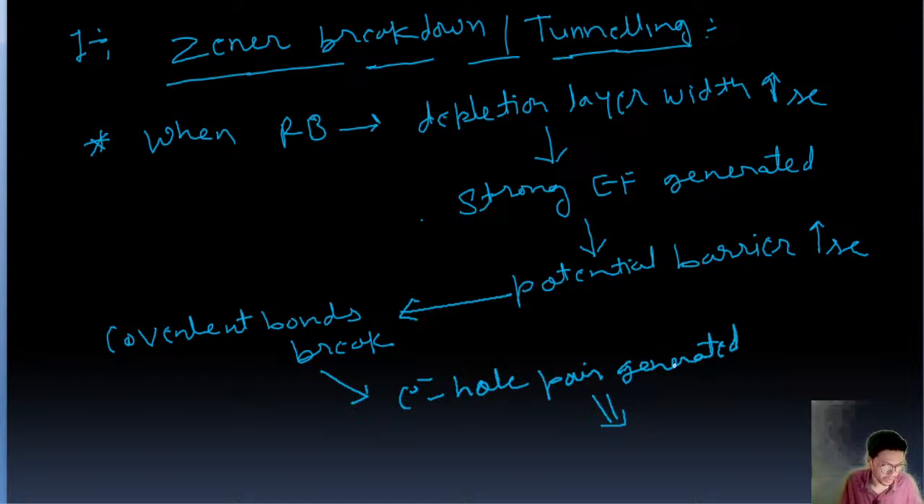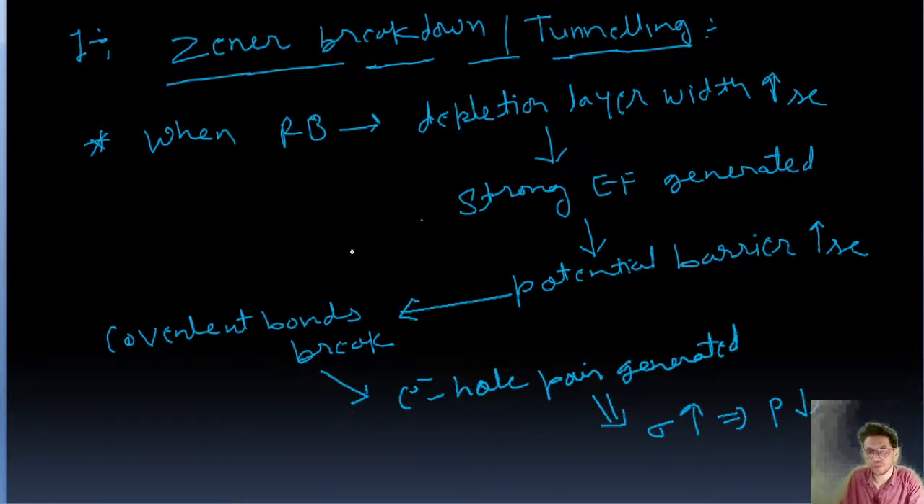Rapid current will flow. This means the conductivity sigma will increase, and conductivity sigma increasing means resistivity will decrease. Okay, so this is the Zener breakdown, or tunneling.